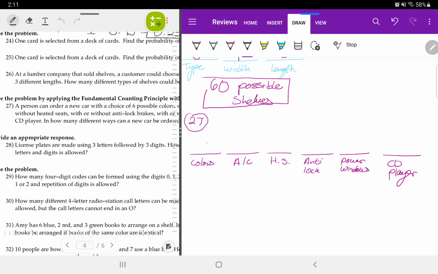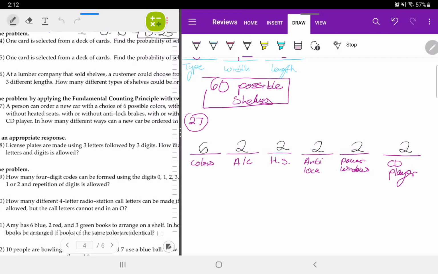There are 6 possible colors. When it comes to the air conditioner option, you have 2 options, with AC or without AC. When it comes to the heated seats, with a heated seat, without heated seats. When it comes to the anti-lock brakes, you can have it with or without. So that's 2 options. When it comes to the power windows, you can have power windows or have the old school windows we have to roll up with your hands by rotating it. And when it comes to a CD player, there are 2 options for that as well. Having it with a CD player or without a CD player.